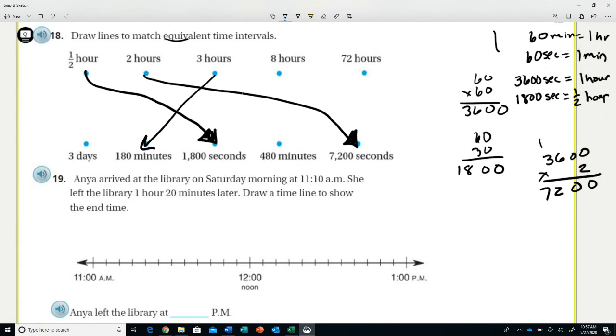8 hours, 8 times 60, 60 minutes in an hour, is 480 minutes. And 72 hours is 3 days. Kind of a lot going on.